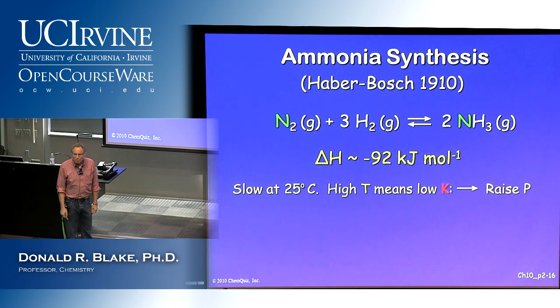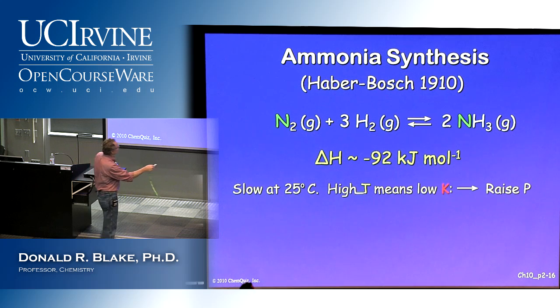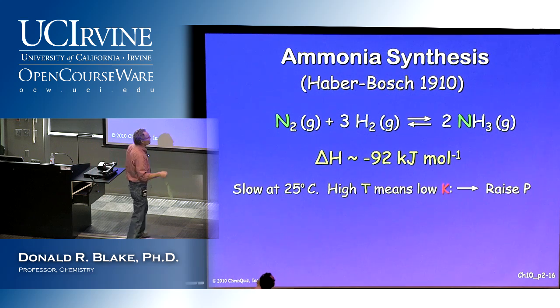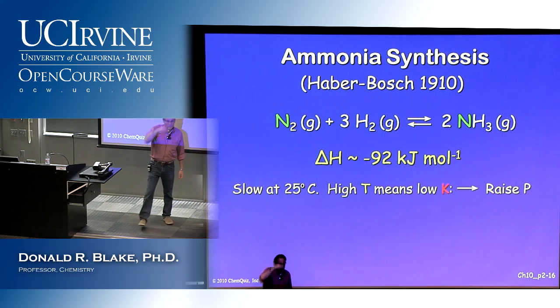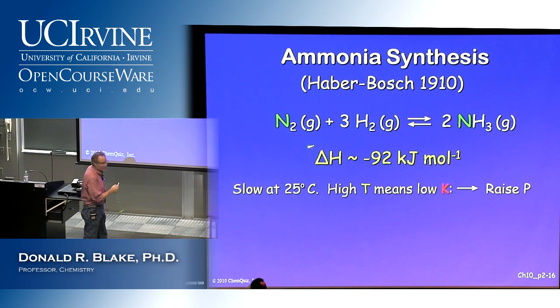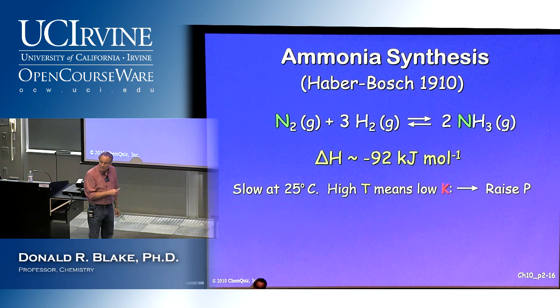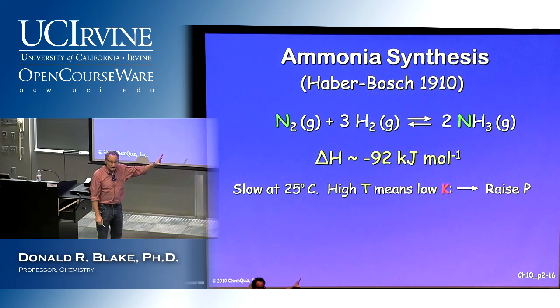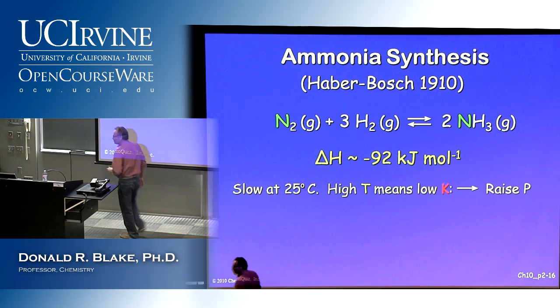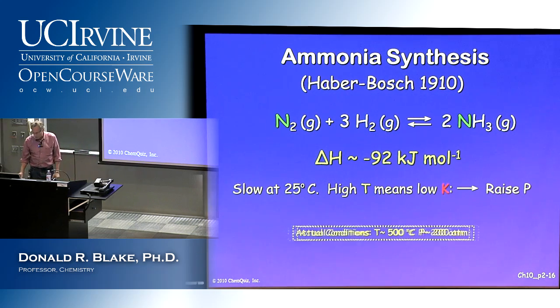The problem is K is very small. So what do you do to make it go that direction? Look at this. We've got 4 moles of gas on this side, and we've got 2 moles on this side. So what are we going to do? Increase the pressure. It turns out that this is exactly what they do.